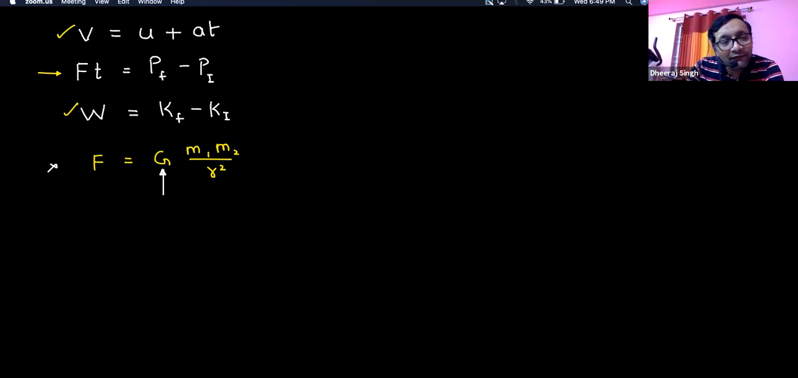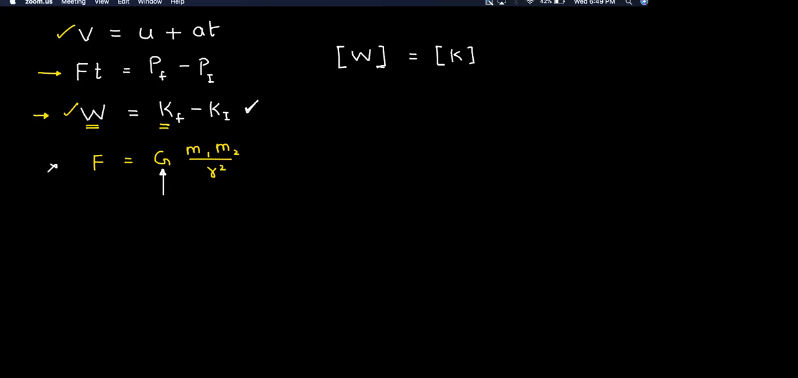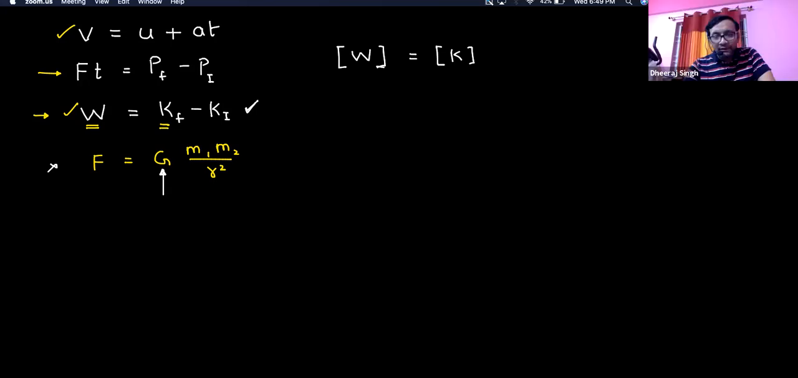Now let's check whether this equation is dimensionally correct or not. If this equation is dimensionally correct, the dimension of work should be equal to the dimension of kinetic energy. Can you check whether this is true or not? Is the dimension of work equal to the dimension of kinetic energy? Then only this equation will be valid. Is it dimensionally correct?